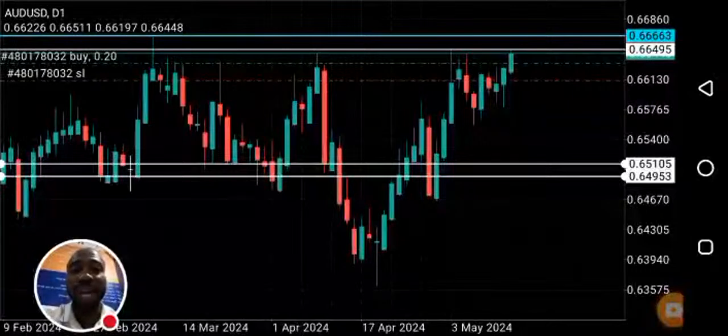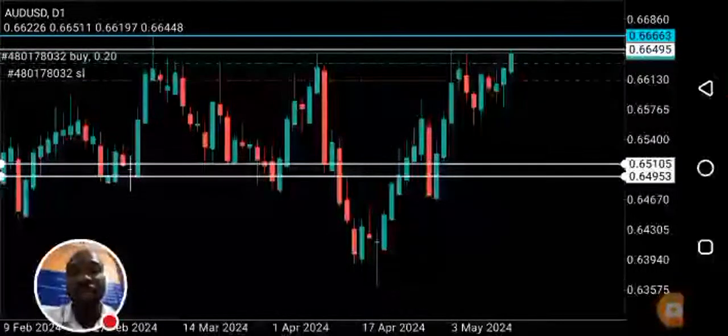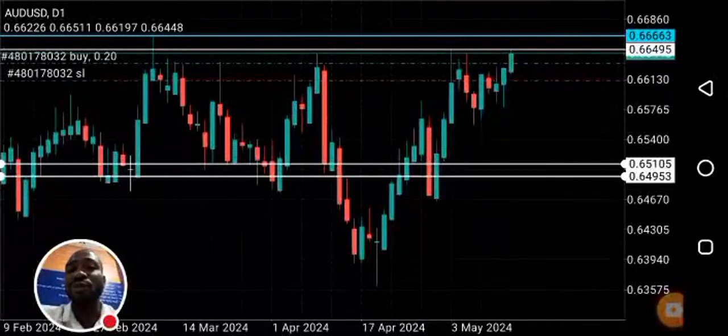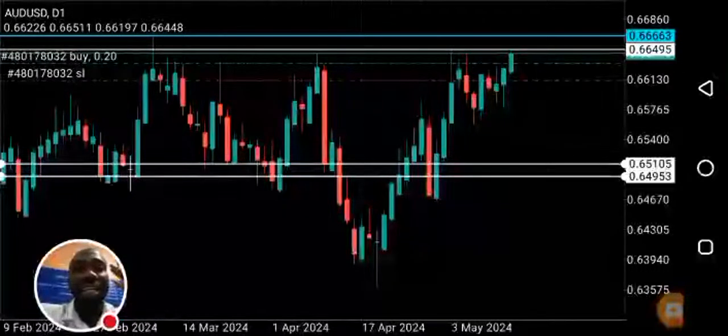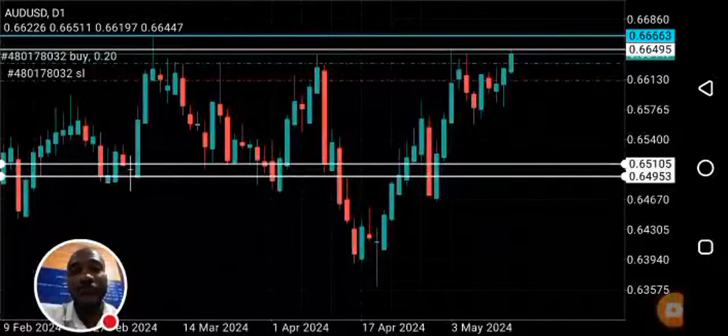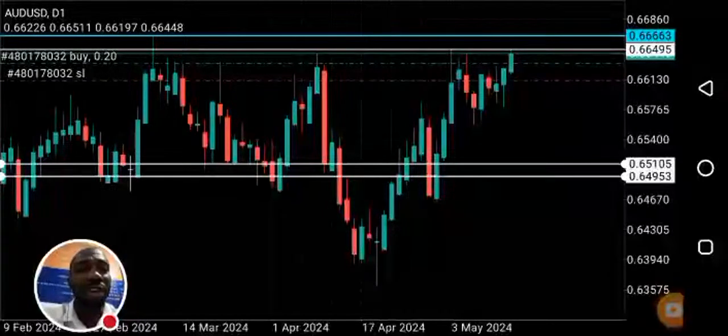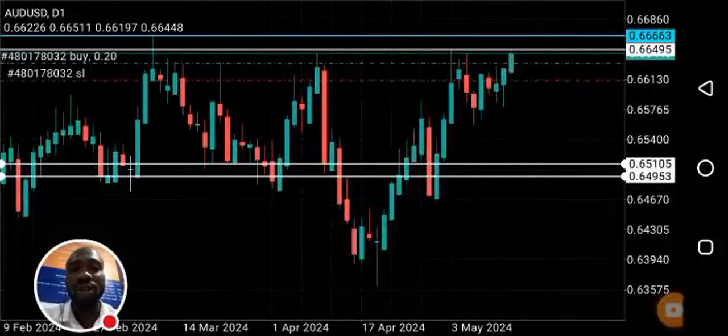I expect the AUD to go bearish today, meaning I expect the data that will be released today to favor the dollar. If it comes out positive, I would be selling Australian dollar USD, and I'm likely going to hold the trade till it's 100 pips or hold it till Friday. My target will be a minimum of 80 pips on Australian dollar USD.